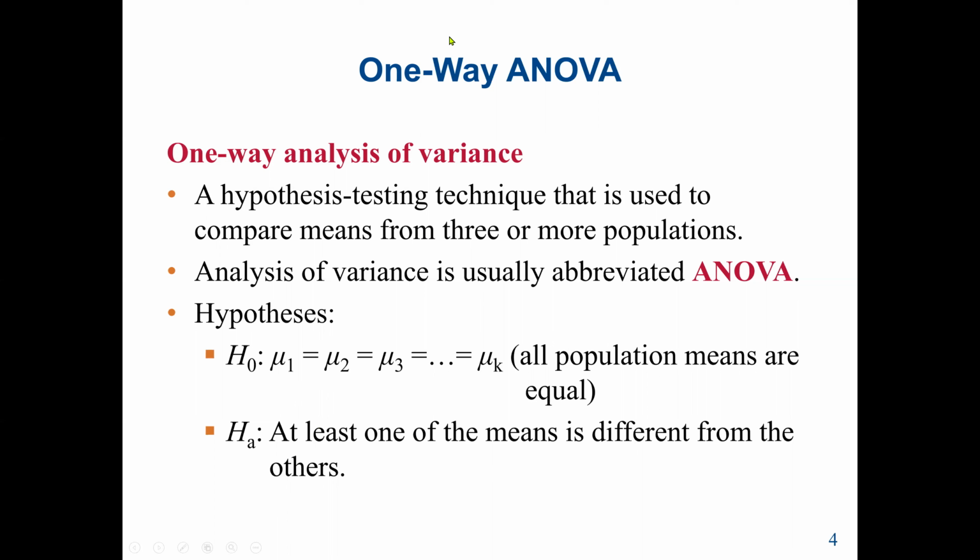So again, this is one-way ANOVA, analysis of variance. We use analysis of variance techniques if we are testing the means of more than 2 populations. So if I'm testing the means of 3 or more populations, I may use ANOVA. Again, if I'm testing 2 population means, I may use a t-test. So that's the whole concept of ANOVA.